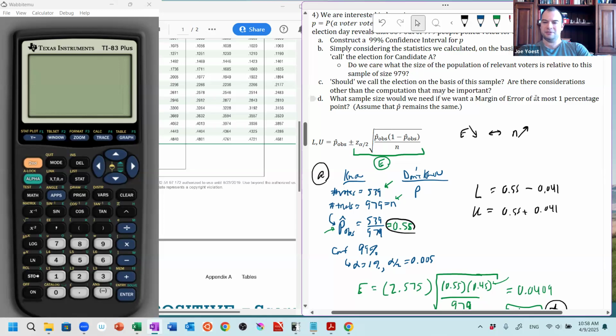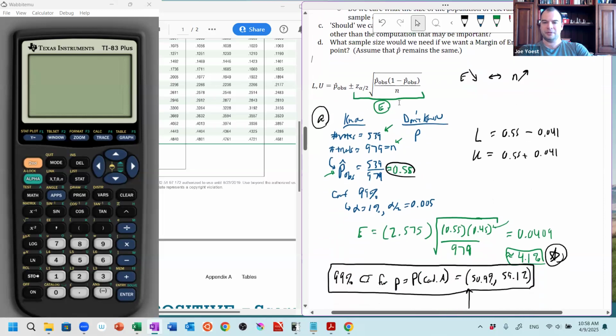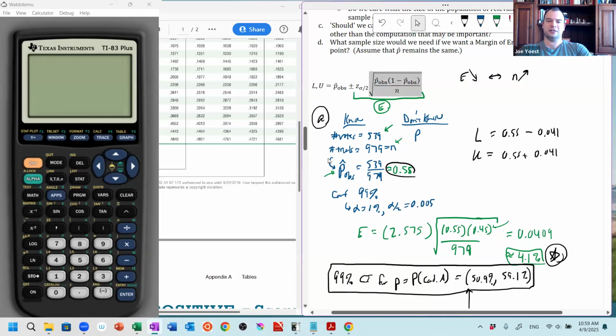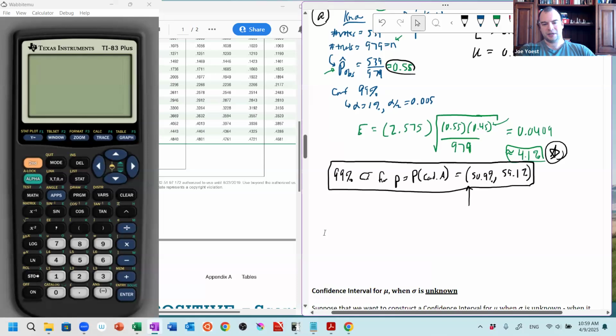What if I want a margin of error of at most 1 percentage point, assuming that p-hat observed remains the same? I noticed that n is under the square root, so going from 4 percentage points down to 1 percentage point means I want to cut the margin of error by a factor of 4. So I need a factor of 1/4 coming out of here, which means this n needs to be multiplied by 16. I expect an answer somewhere in the ballpark of 16,000 for my sample size. Let's see if that comes out in the wash.